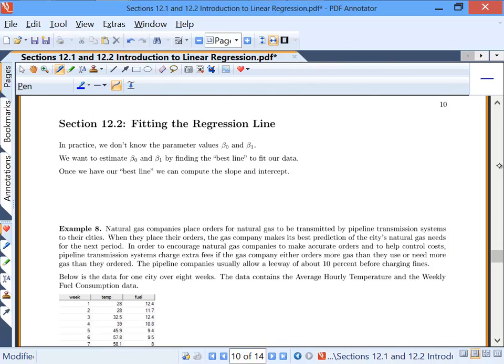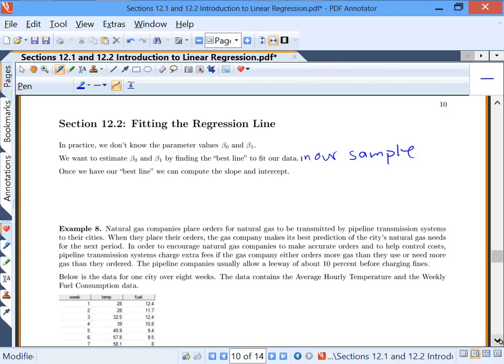So next section is fitting the actual regression line. So in practice, we don't know the true values, beta naught and beta 1. Just like we don't know our population mean and population standard deviation, usually we don't know our true parameters for our line either. So we want to estimate our parameters by finding the best line to fit our data. Usually it's the data in our sample, whereas our parameter values would still be for the population of all possible values. And once we have our best line, then we can compute our slope and intercept.